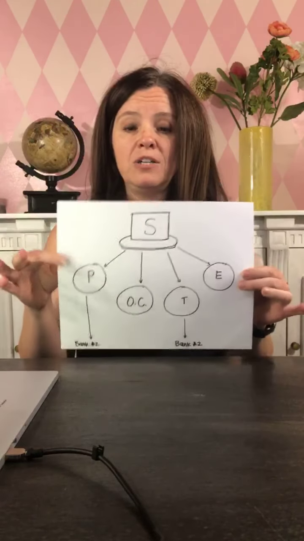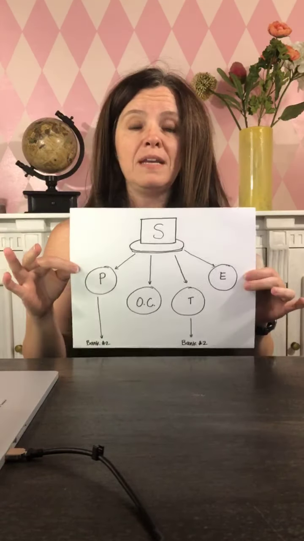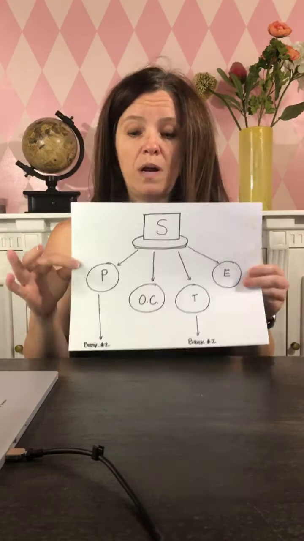Just a little reminder, you're going to have five bank accounts. And if you want to get tricky, two of these bank accounts are going to be at a different bank. So you're going to have a sales bank account, a profit bank account, an owner's comp bank account, a taxes bank account, and an expenses bank account.